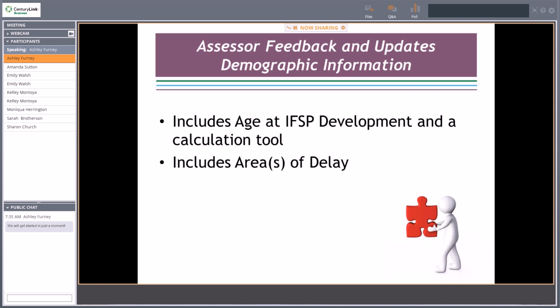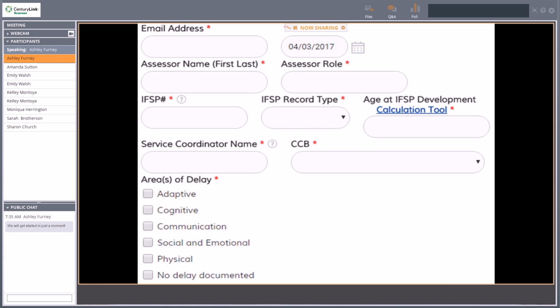Next is the demographic information. So we've added 2 fields to this one. We've added the age at IFSP development, and we've also included a calculation tool to get that age, where you enter the date of birth and then the IFSP meeting date, and it will give you the age at IFSP development. And then we've also included an area to check the area of delay, so that those can be referenced throughout the assessment. And this is what that section now looks like.